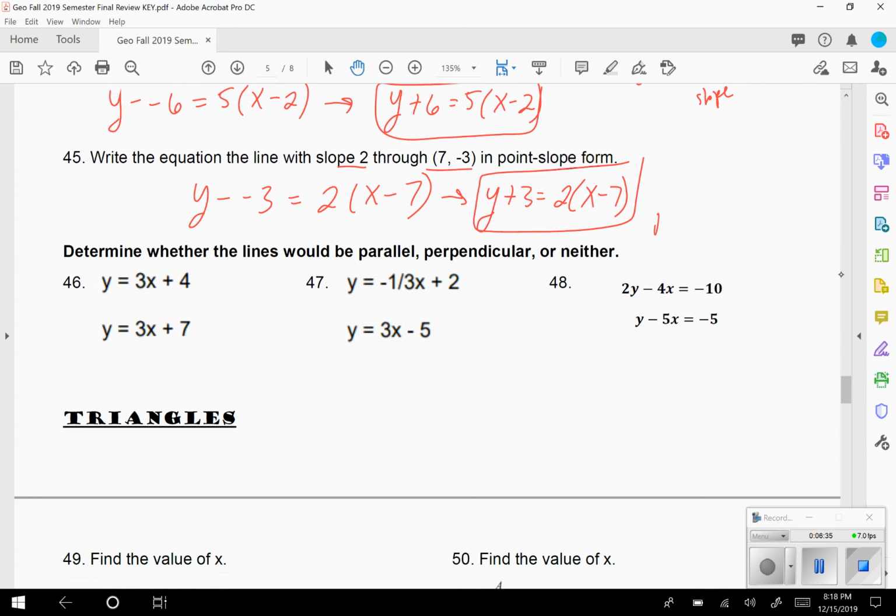Okay, determine whether the lines would be parallel, perpendicular, or neither. Okay, parallel, we have same slopes. Perpendicular, the slopes are opposite reciprocals. Okay, which remember means to change the sign and flip.